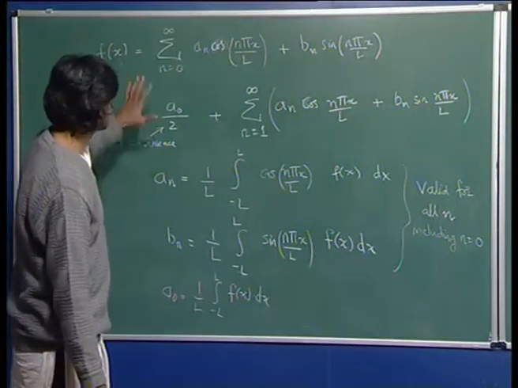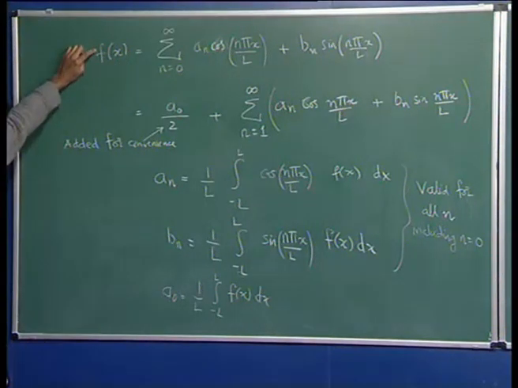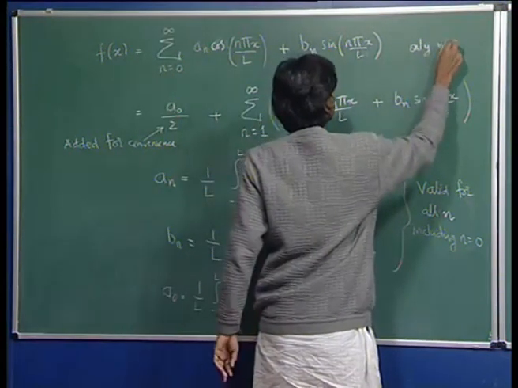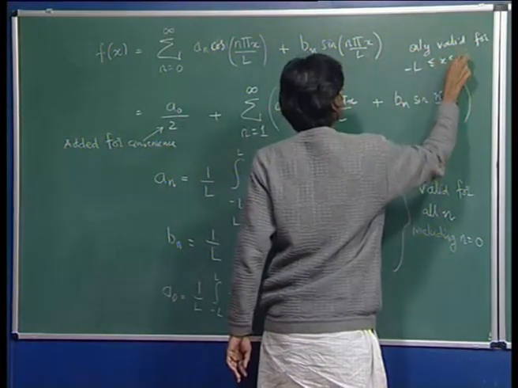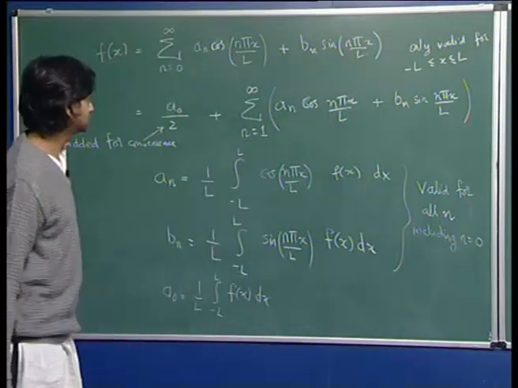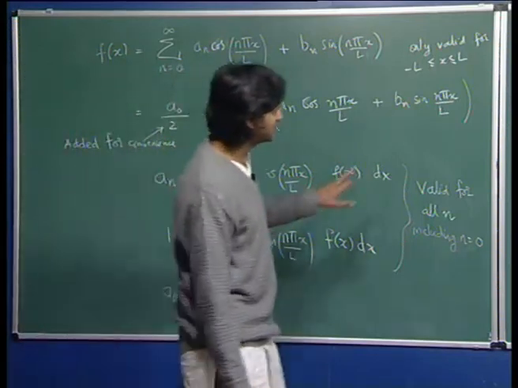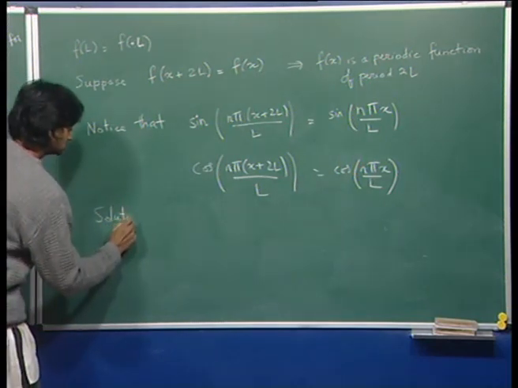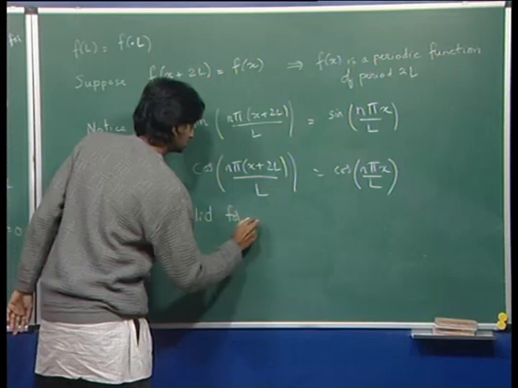So, to come back, what we meant is that when we wrote this expansion, this was only valid for minus L less than or equal to x less than or equal to L. So, it was only valid in this range, because our solutions were only valid in that range. But if your function is actually a periodic function, then the solutions are valid for all x.